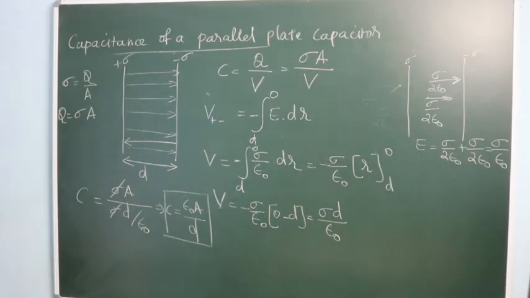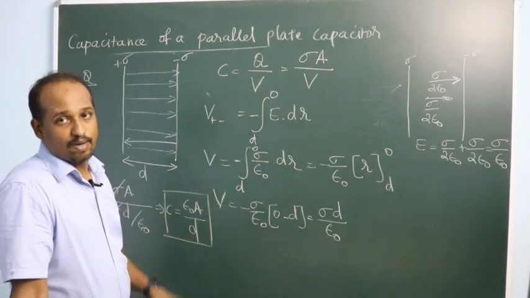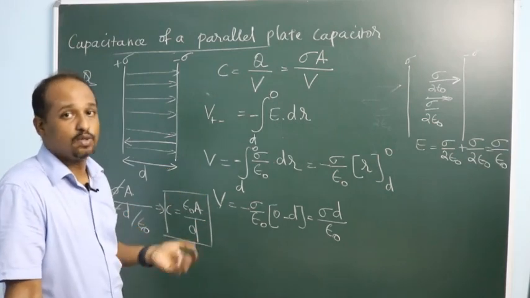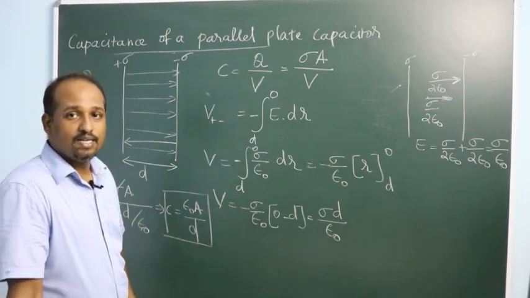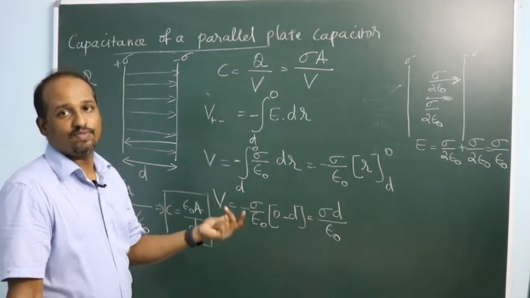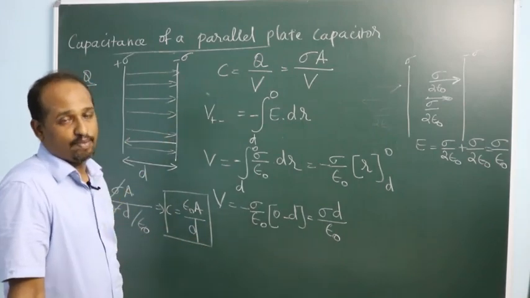From this we get to know that the capacitance of a capacitor depends on the geometry of the capacitor. That means the length and breadth, and also the distance of separation. So the capacitance of a material, or of a setup, depends on the dimensions, the shape and the size of the capacitor, and also the material medium between the plates of the capacitor.